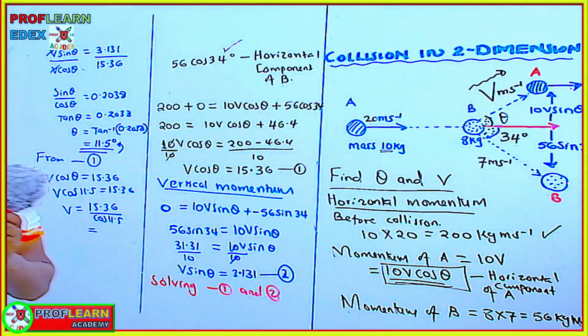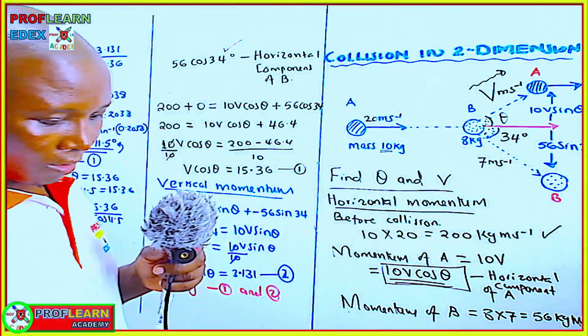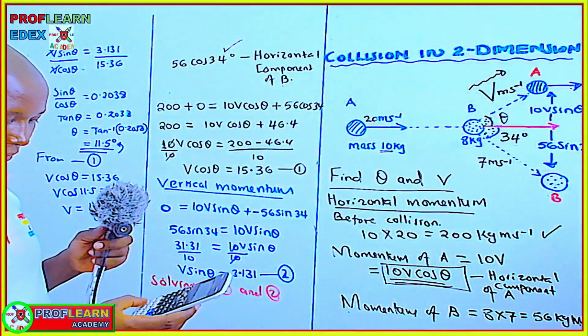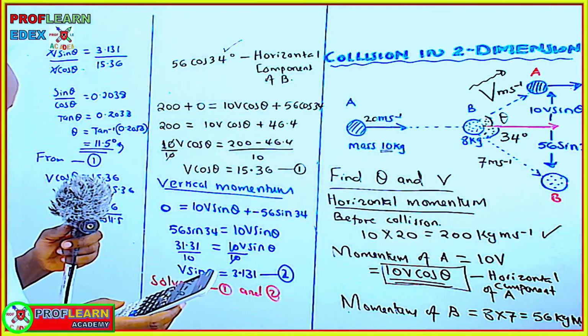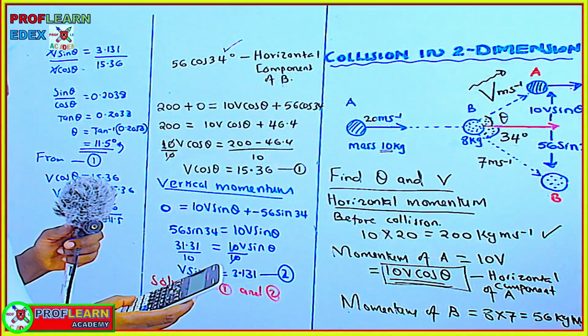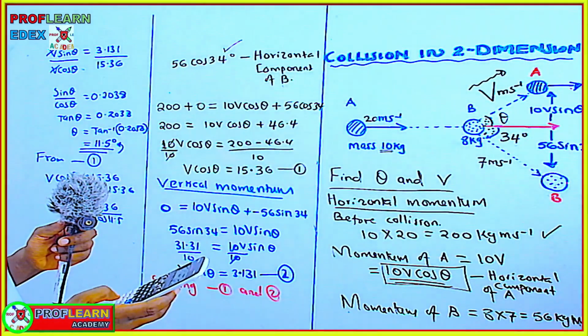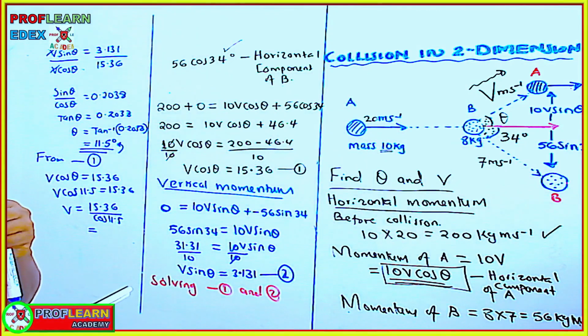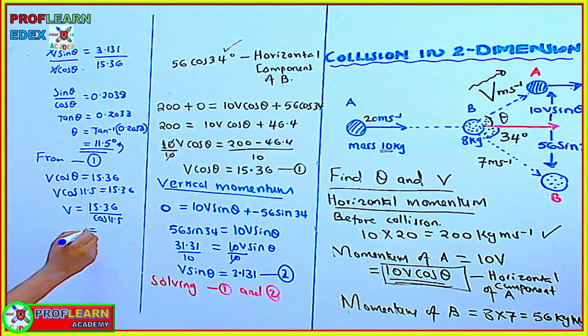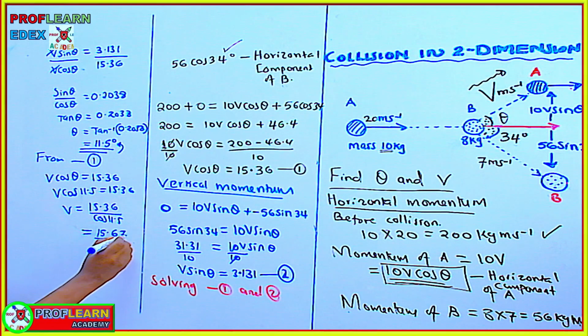And if we work it out, let's see the value we are getting. This is going to be 15.36 divided by cos 11.5. I'm getting 15.67 as the final answer. My answer here is 15.67, and that is going to be meters per second.